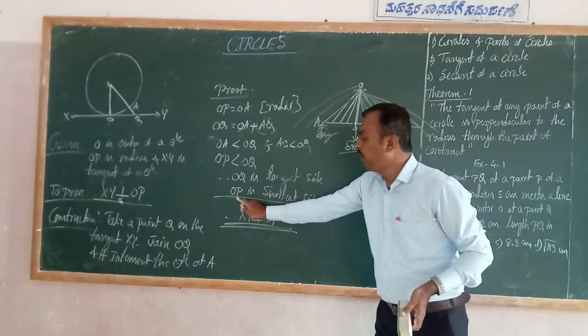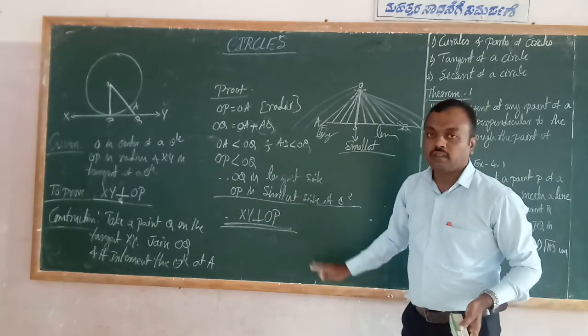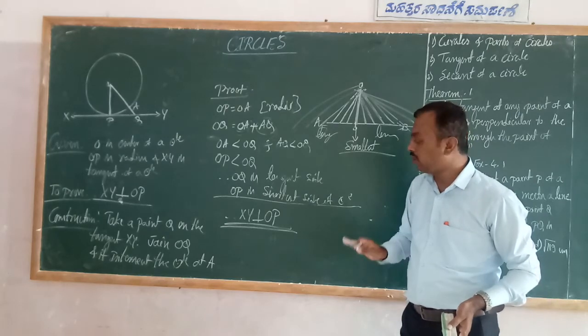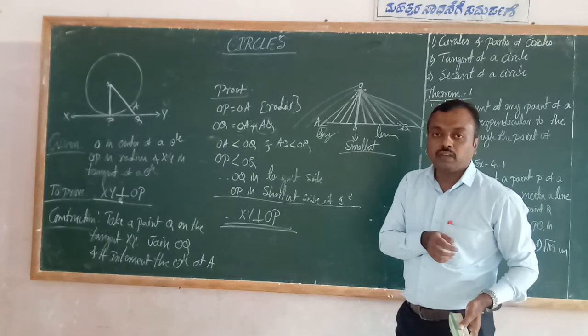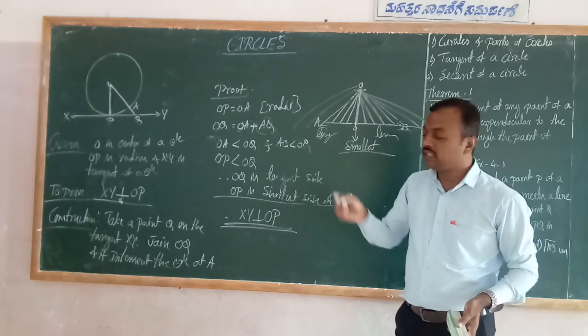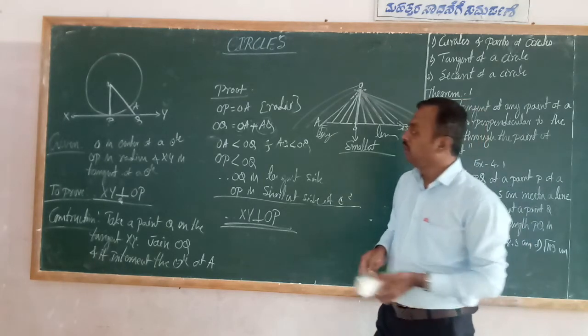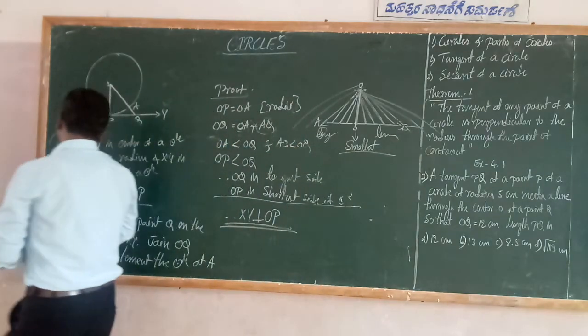But OP is always perpendicular to the given line segment, because the shortest side is always perpendicular to the line, and that line is called a tangent. Understood? Yes. So this is a very important theorem.